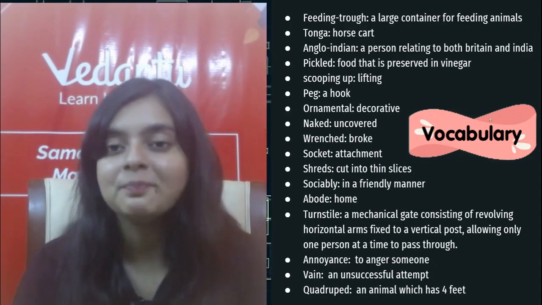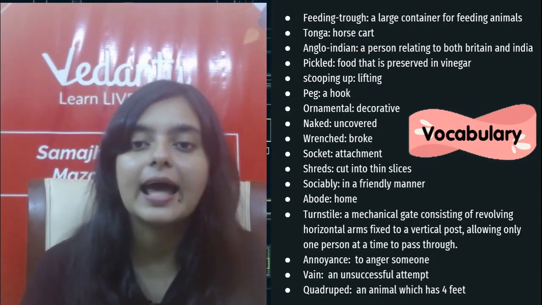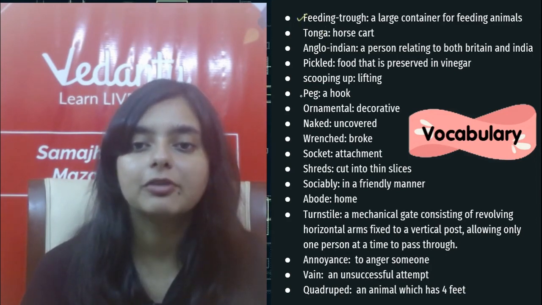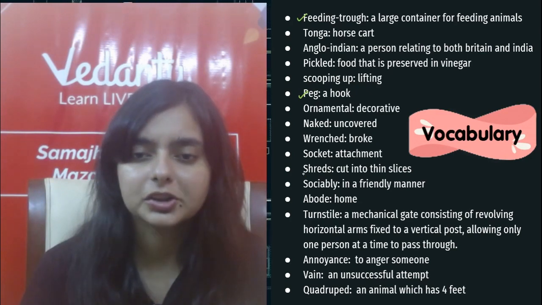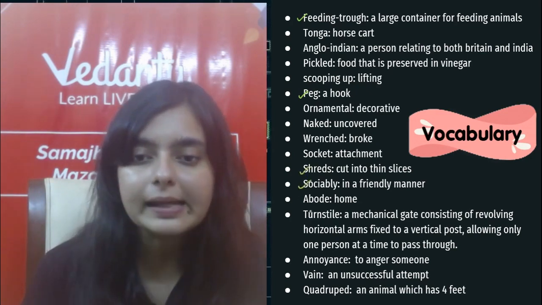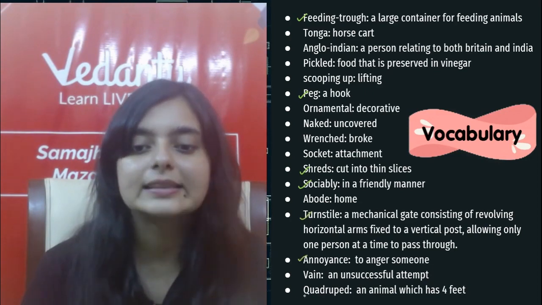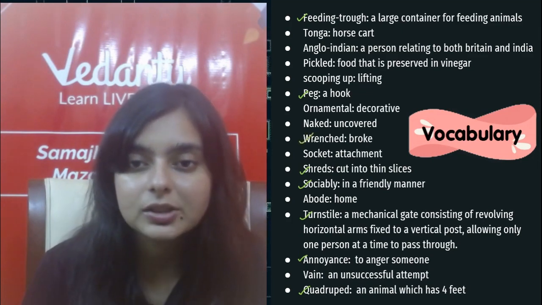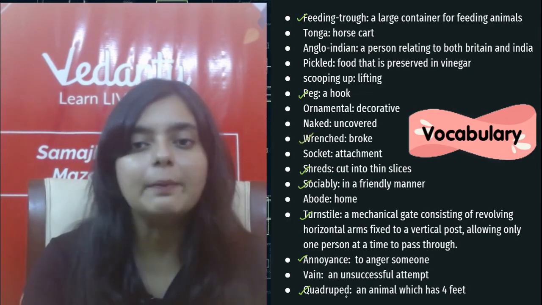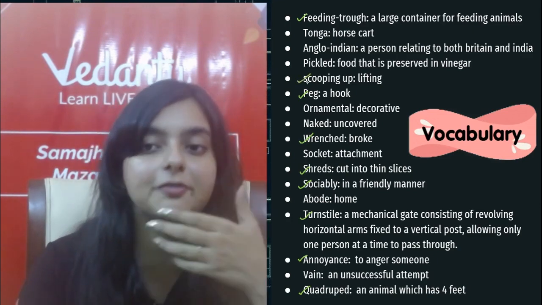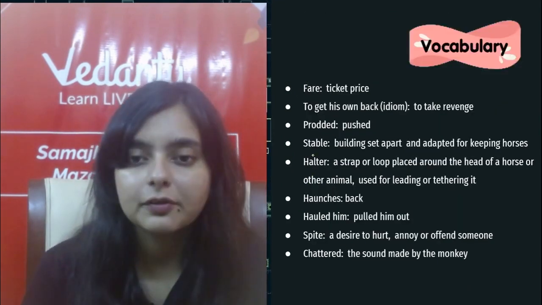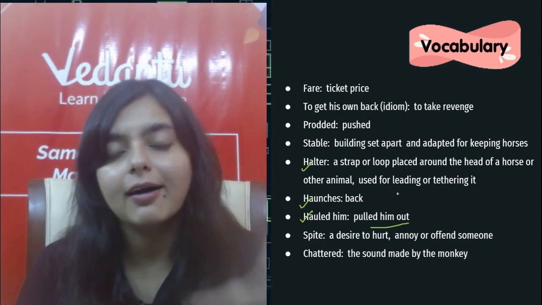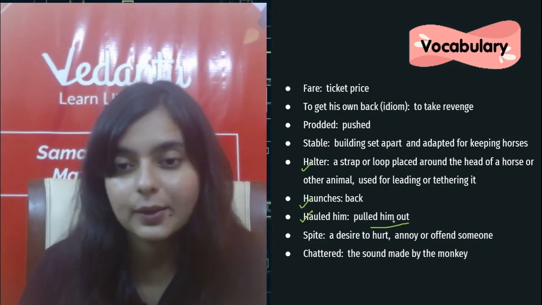Okay, and this is the vocabulary. Please take care of the vocabulary. You can see feeding trough, then we have peg, shreds, sociably, tongue style, annoyance, quadruped, all these, wretched, wrenched. Okay, all these words are very, very important, because see, lifting, scooping up is lifting. And here also you can see halter, haunches, hauled him, pulled him out. So from here you can get a lot of quiz questions, guys.